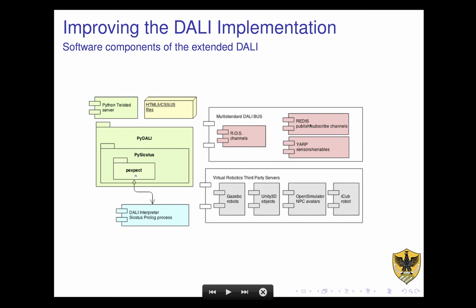Redis is a very interesting key-value store database, which has a very efficient publish-subscribe channel for exchanging events, and particularly this is being used with a local company for a complex event processing application in ambient security. And YARP is similar to ROS, a sensor-actuator bus system developed at the Italian Institute of Technology for the iCub robotic project.